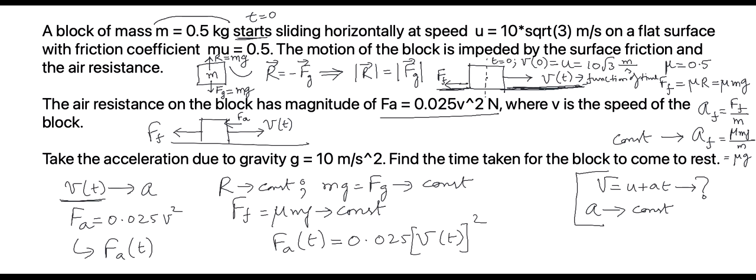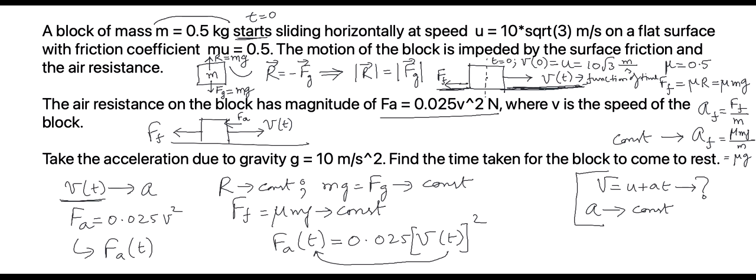That is the reason. Because it starts with the initial velocity 10 square root 3 meter per second, and if you completely read the problem, at the very end they have also asked to find the time taken for the block to come to rest. Do you see that? So the velocity starts at the initial value 10 root 3 and it is going to finally become 0. Do you get that?